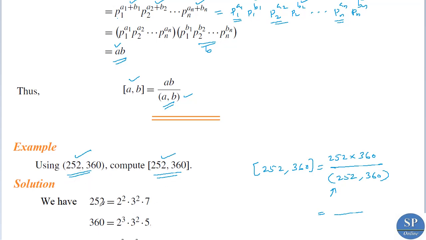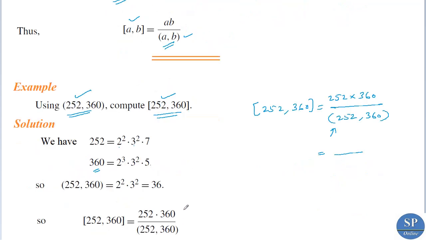We have the canonical decomposition of 252 is equal to 2 square into 3 square into 7, and that of 360 is equal to 2 cube into 3 square into 5. From this we get the GCD: for 2, the minimum of 2 square and 2 cube is 2 square. So we have 2 square, 3 square in the GCD. Here there are 7 and 5, so there are no common factors. So the GCD is equal to 36.